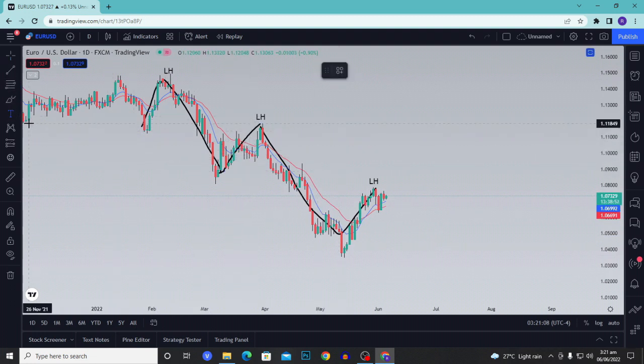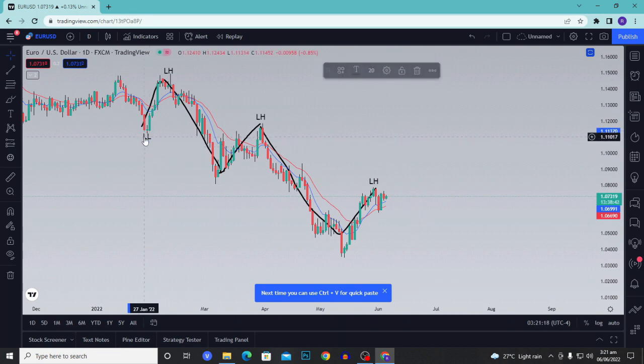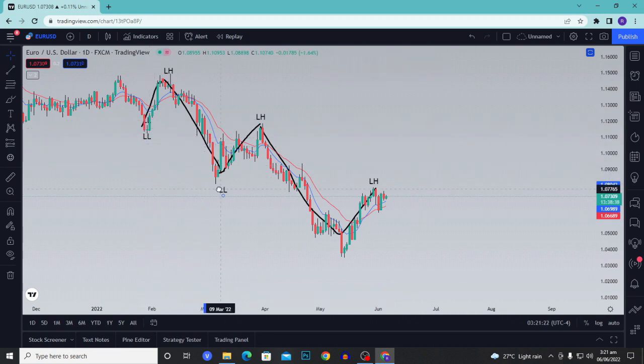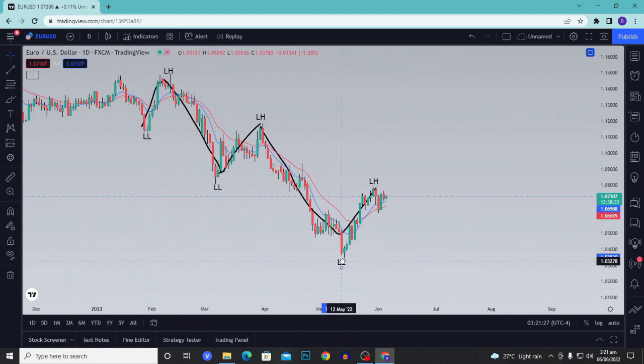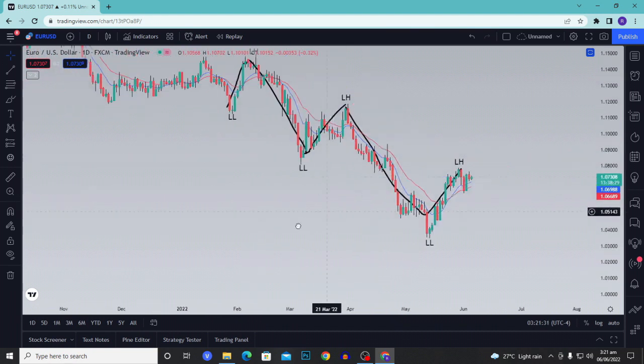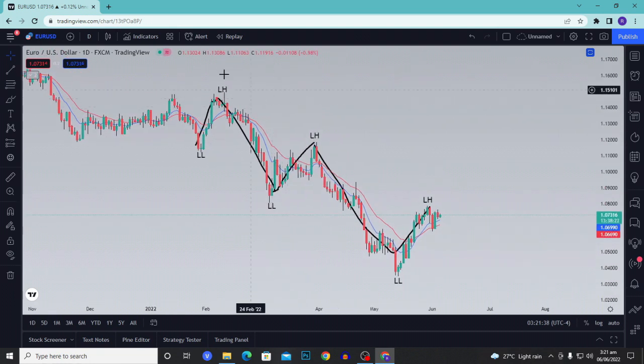And we have lower lows as well. You see here, this is a lower low. You have another lower low right down here, and our last lower low right down here. See, just as simple as that. Price forming lower lows and lower highs. So that means price is going down.